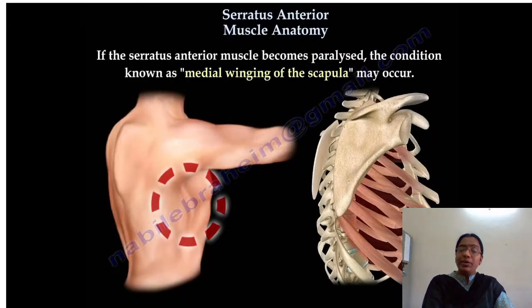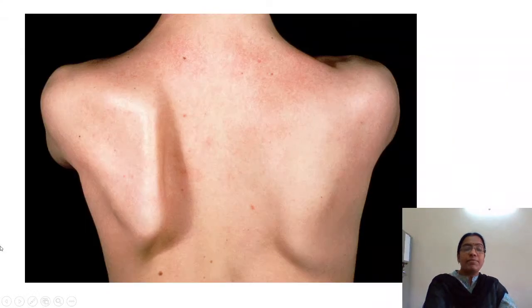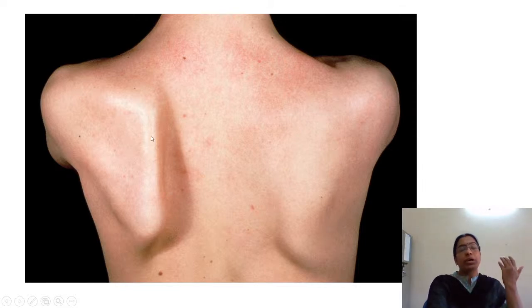Earlier we have got to know the action of serratus anterior. Aided with the pectoralis major muscle, it is helpful for protraction of the scapula. If the serratus anterior muscle, that is long thoracic nerve, is paralyzed, what will happen? Yes, there will be winging of scapula because this is attaching to the medial border of the scapula. That attachment is lost, so the scapula will be winged outward. So this is called as winging of the scapula.